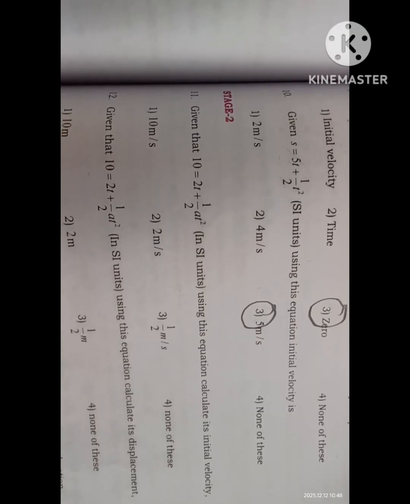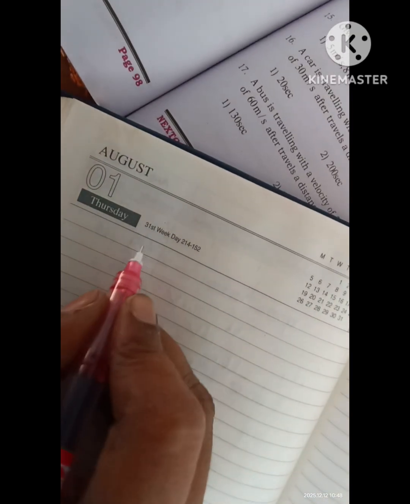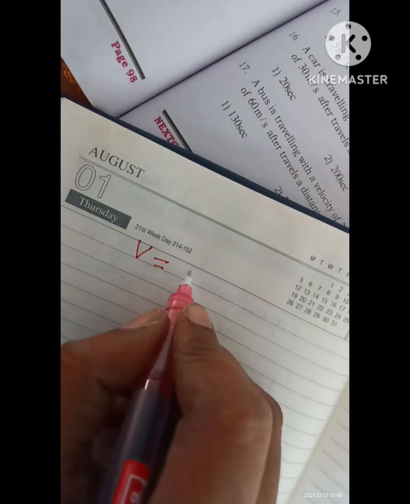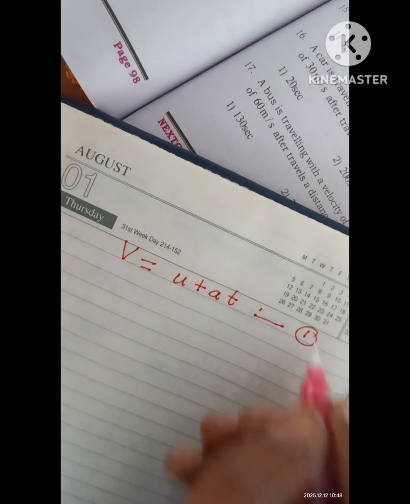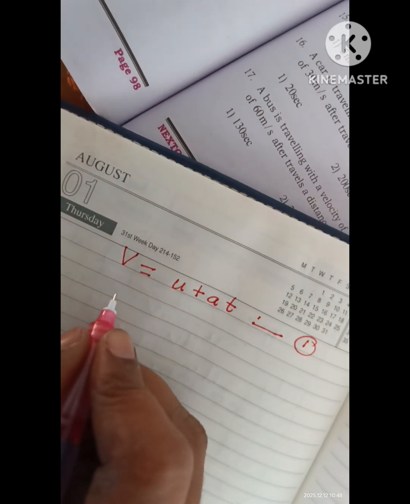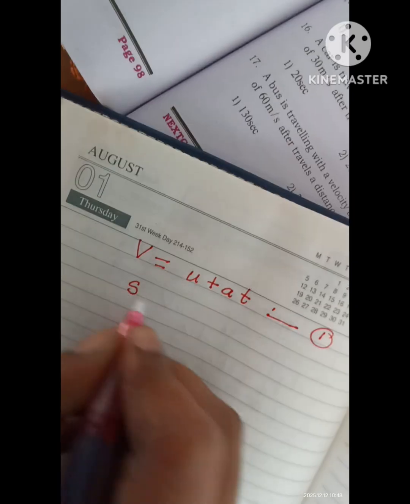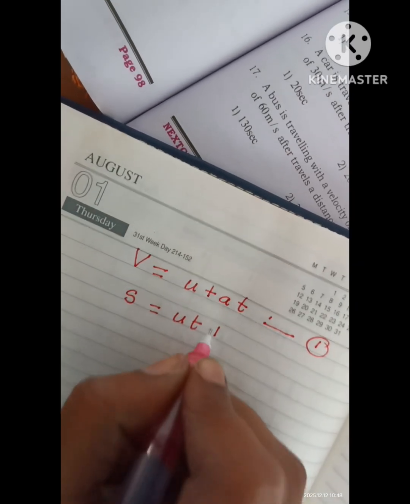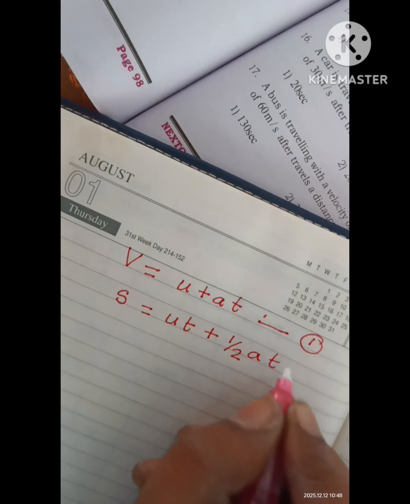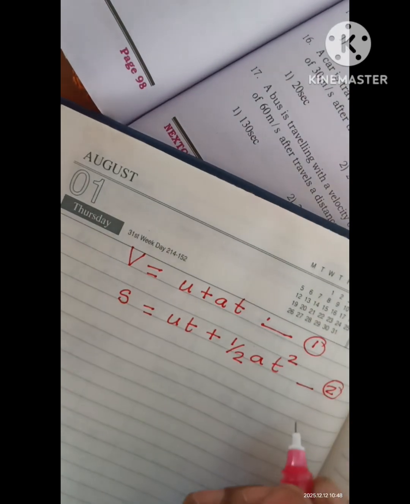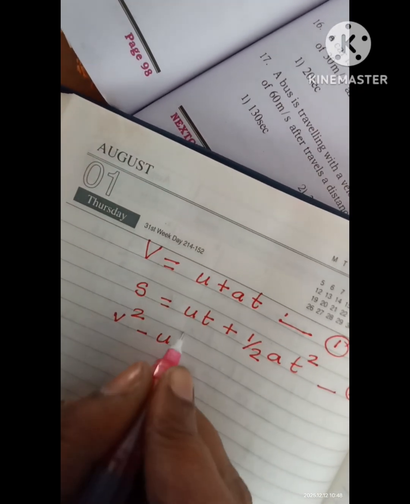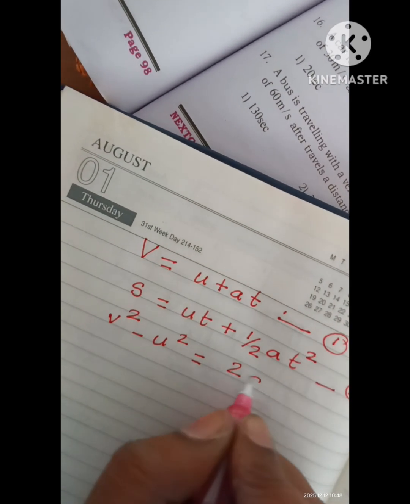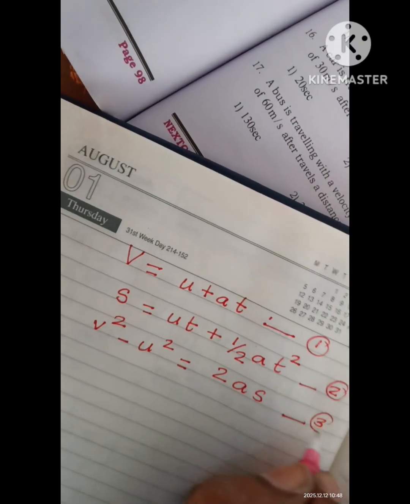Before that, let me ask you a question. What is the first equation of motion? Good. V is equal to U plus A T. This is the first equation of motion, right? And what is the second equation of motion? S is equal to ut plus half a t square. And this is the second equation. And what is the third equation? V square minus u square is equal to 2as. And this is the third equation, right?